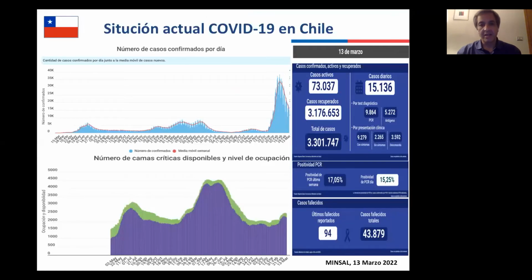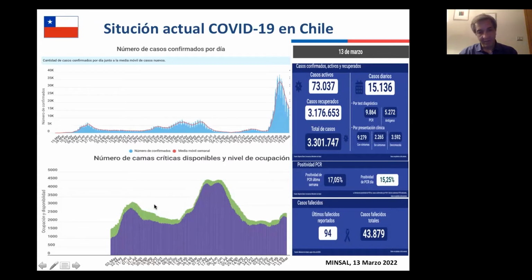This is the situation now in Chile. You can see that we had a first outbreak of COVID-19 at the beginning of the pandemic, at the beginning of 2020. Then we had a second high number of cases in the last summer of last year, and now a very high impact and very high numbers of COVID-19 cases because of the Omicron variant.